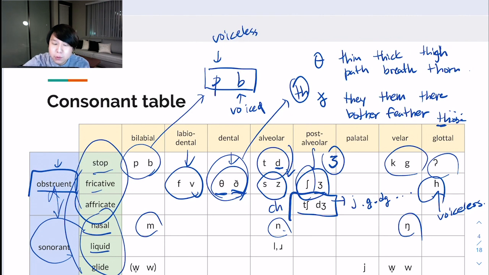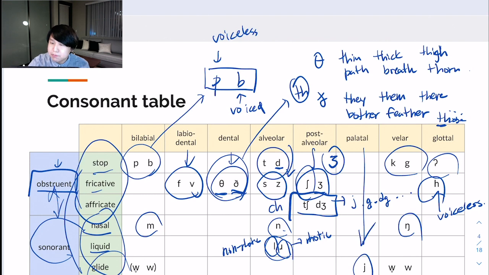There are 2 liquids. Liquids are all alveolar. They're either la or ra. They're both liquids and they have the same place and manner of articulation. One of them is rhotic. The English R sound, ra, is rhotic. The la sound is non-rhotic. So there are 2 voiced alveolar liquids in American English. One of them is rhotic, another is non-rhotic. And for glides, we have ya, palatal ya, and wa and hwa in velar.